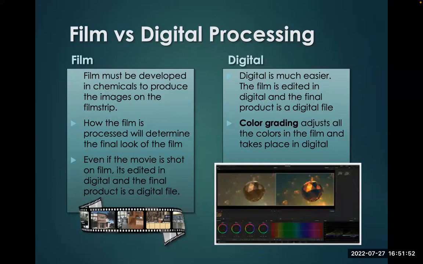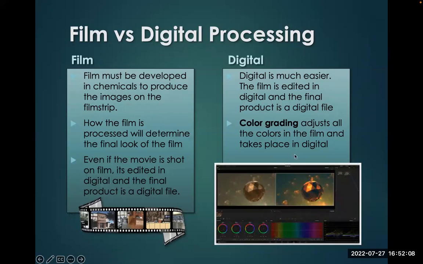Even if a movie is shot on film, it's still going to be edited on digital, and the final product is a digital file. But digital is much easier. So you create a digital file, and then you process it in something called color grading. It's already digital, makes it a lot easier.